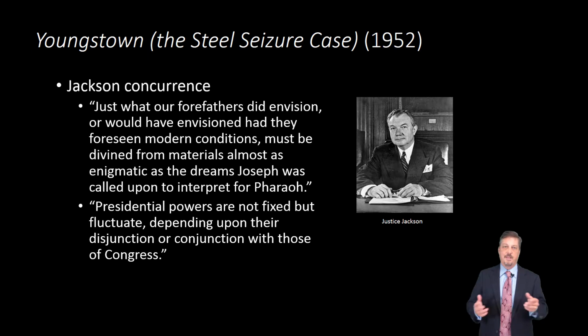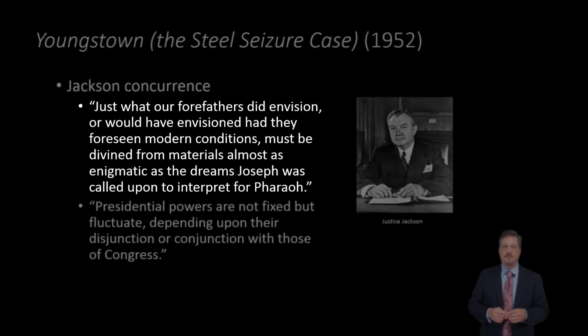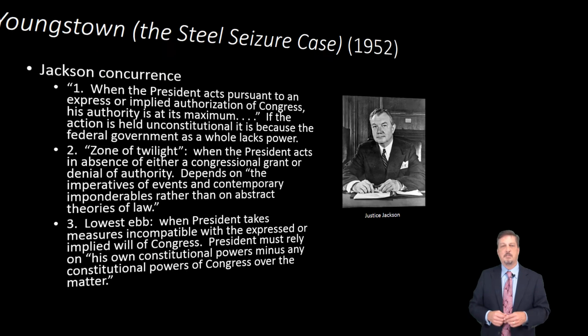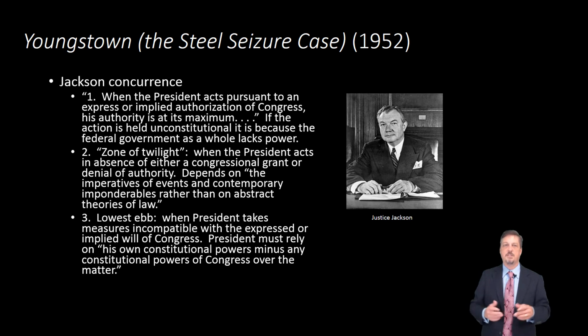This leads to Justice Jackson's famous concurrence, which in some ways marks a position between Justices Black and Frankfurter. Justice Jackson thought that the historical developments are particularly important when assessing inherent executive powers. Just what our forefathers did envision, or would have envisioned had they foreseen modern conditions, Justice Jackson suggested, must be divined from materials almost as enigmatic as the dreams Joseph was called upon to interpret for Pharaoh. For Justice Jackson, this meant that presidential powers are not fixed but fluctuate, depending upon their disjunction or conjunction with those of Congress. With these background principles, Justice Jackson suggested 3 zones of executive power.